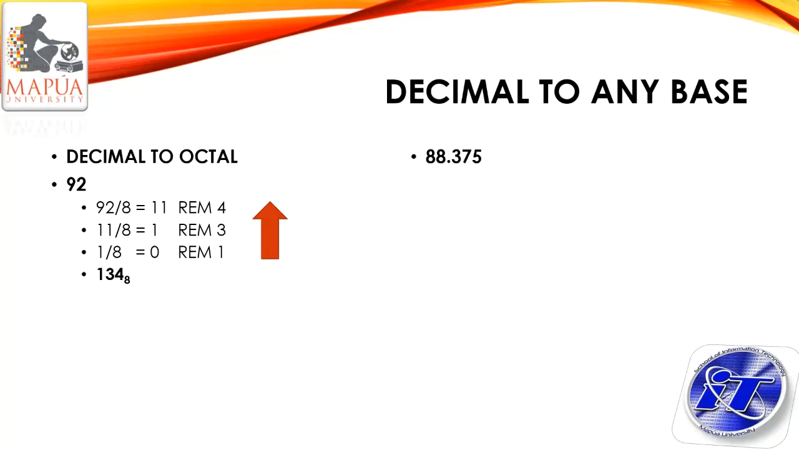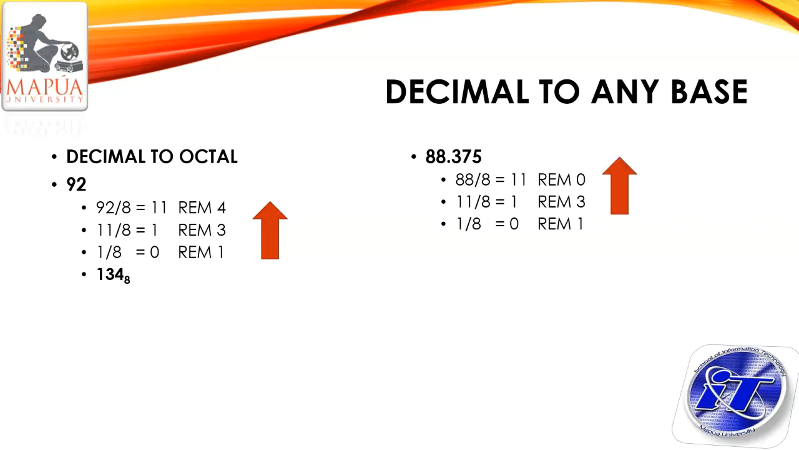Okay. And then 88.375, again, we have a separate process for the whole and non-whole number. So for the whole, divide by 8. So 88 divided by 8, 11 remainder 0, 11 divided by 8, 1 remainder 3, 1 divided by 8, 0 remainder 1. From bottom to top, 130 is the equivalent of 88.